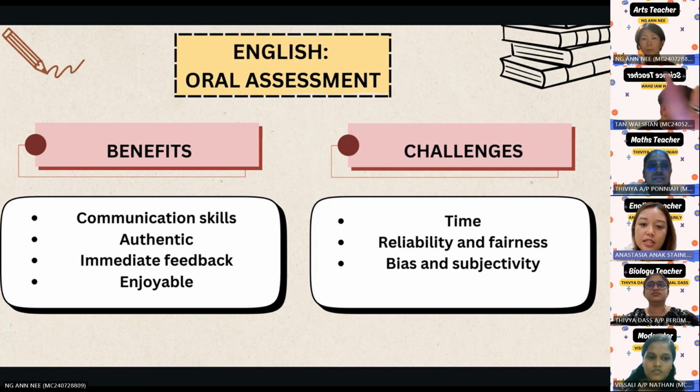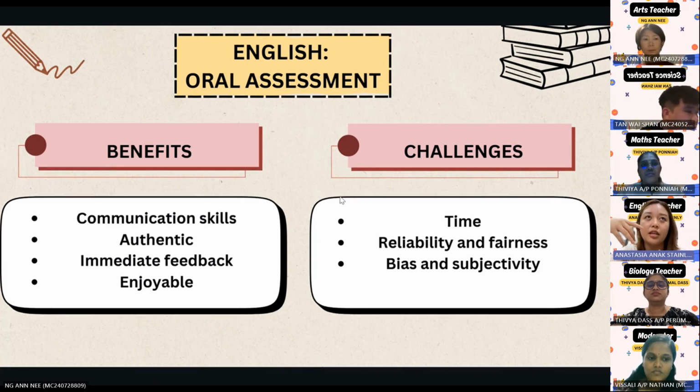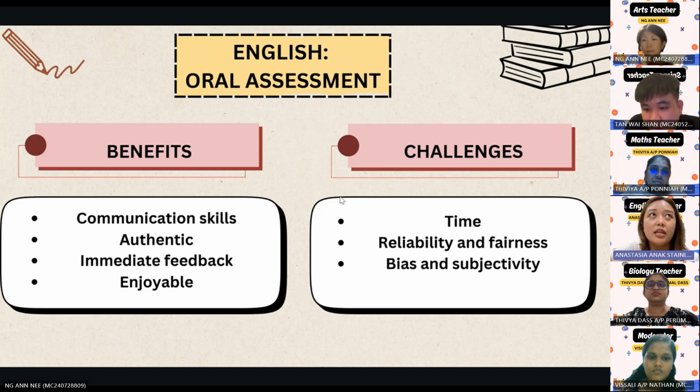And then for the challenges, it's time. Obviously, they have limited time to think, like 30 seconds, maybe when the friend or teammate asks them again, and they need to think fast and voice out their opinion fast. Then there is the reliability and fairness, where the grading cannot be anonymous in our exam, which can lead to bias and subjective grading also.